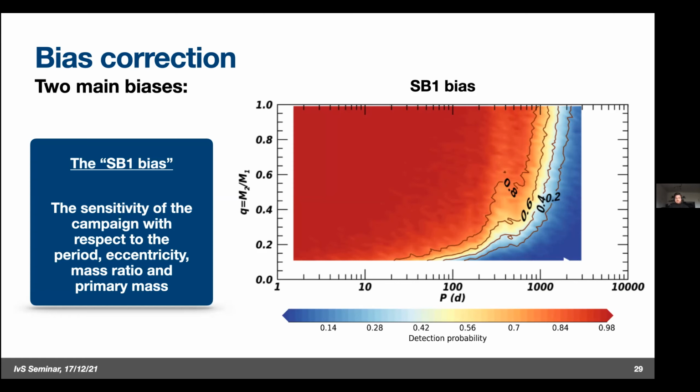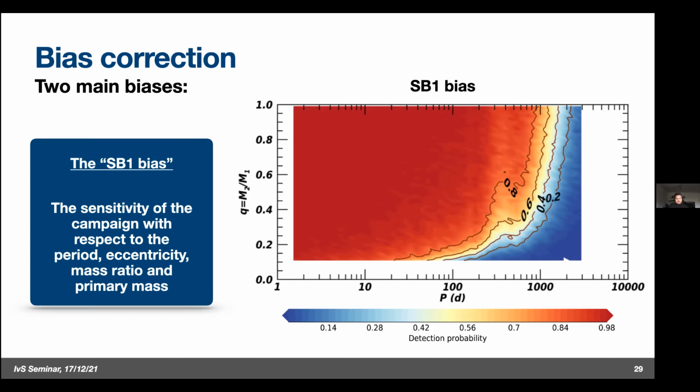And that means that we aren't going to be able to resolve binaries that have periods that are much longer than this. So we're kind of limited to about a year here. To correct for this observational bias, we generate a set of simulations to correct for it.